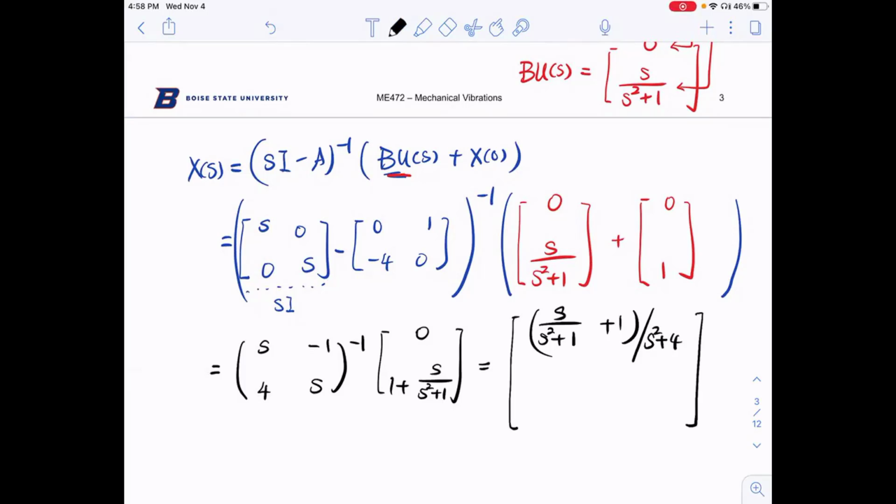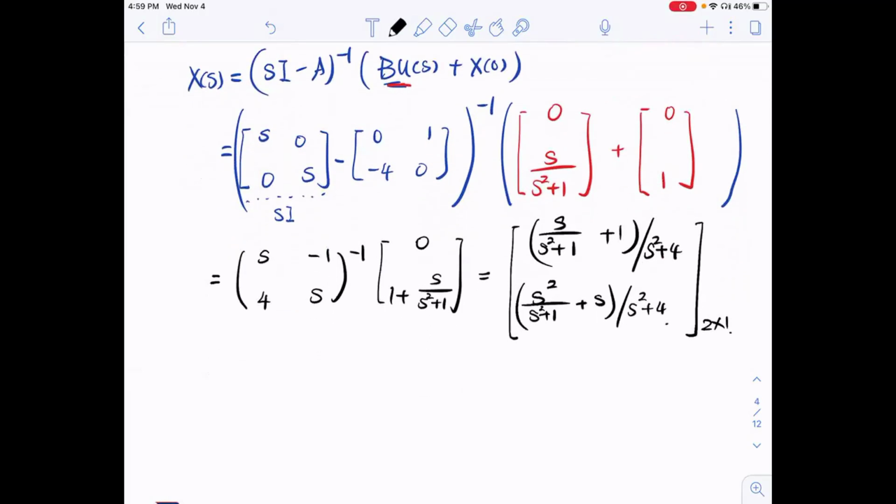And then the second term is S squared plus 1 plus S divided by S squared plus 4. So as you can see here, your solution is no longer a scalar. Your solution is also a matrix. In this case, it's 2 by 1.